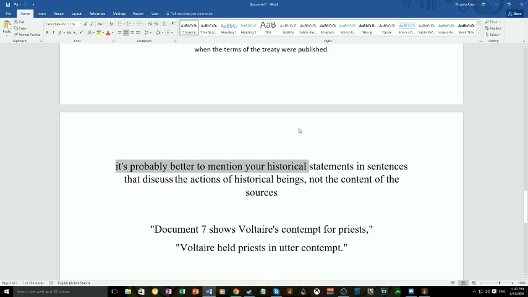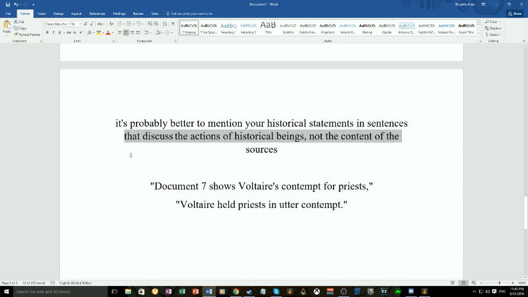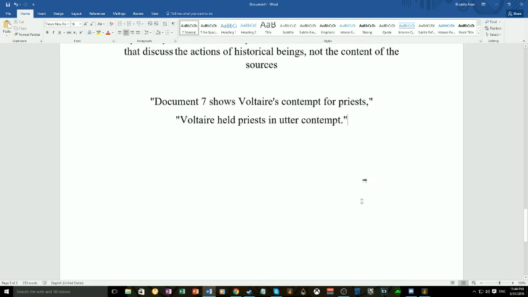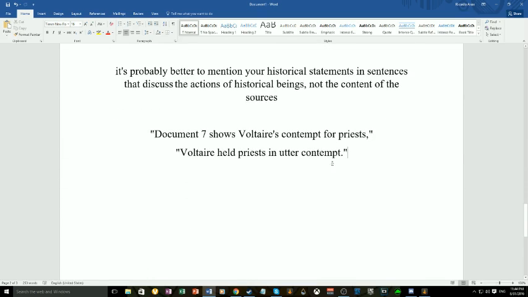It is probably better to mention your historical statements in sentences that discuss the actions of a historical being, not the content of the sources. For example, instead of saying document 7 shows Voltaire's contempt for priests, you may say Voltaire held priests in utter contempt. This helps you build a strong general foundation in your writing, or to help represent those who you're trying to speak about.